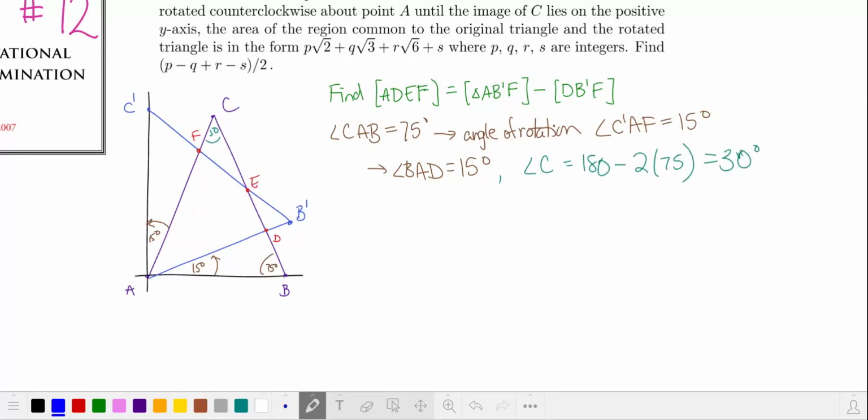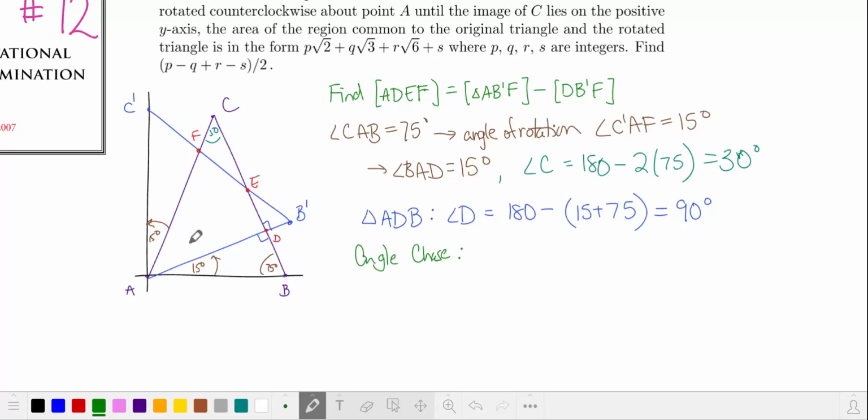If we take a close look at triangle ADB at the bottom, again by angle sum, this angle D at the top is 90 degrees. So we'll put a right angle here and here. So now we'll do some angle chasing. The rotated triangle AB prime, C prime has the angles preserved. So this is also a base angle of 75 degrees. So angle DEB prime is again 15 degrees.